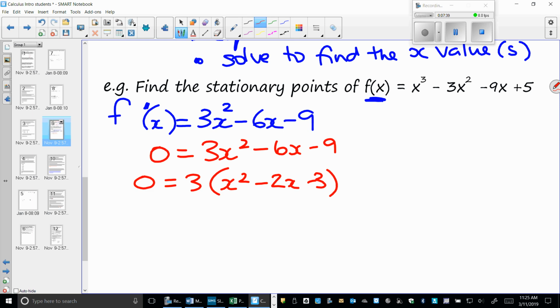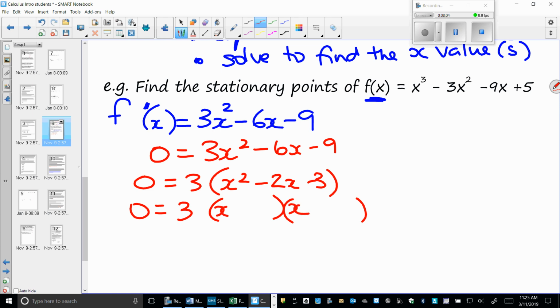That's a minus 3, by the way. So I've got 3 bracket x squared minus 2x minus 3. Remember, my 3 doesn't affect my factorizing, so the 3 stays there. But I know that because it's still a quadratic equation, I've still got 2 brackets. So I'm going to have x at the front of both of them.